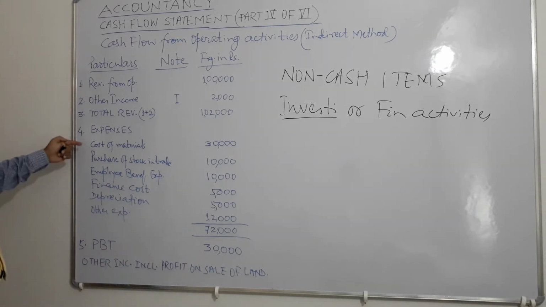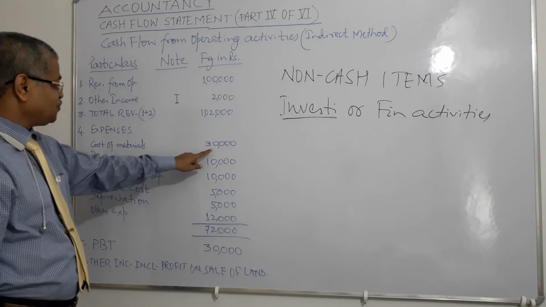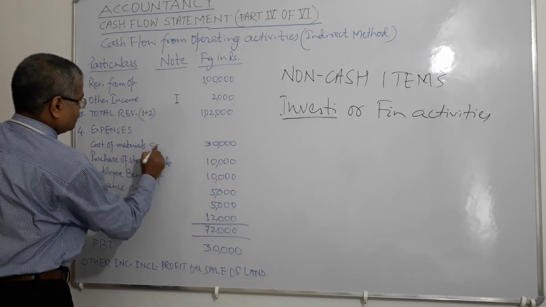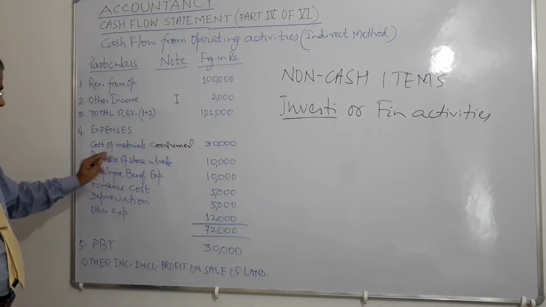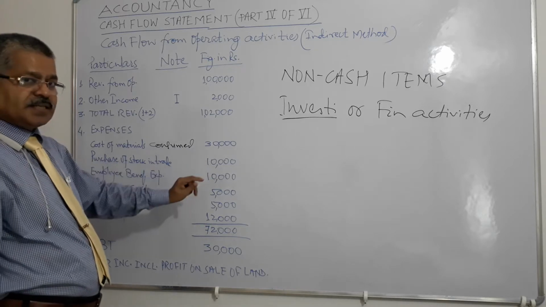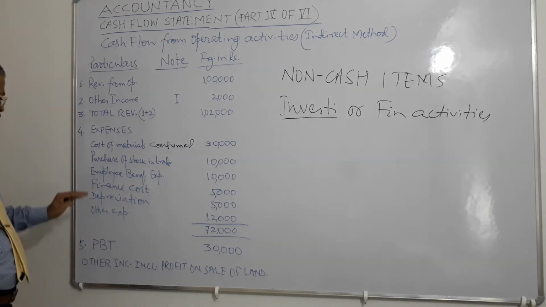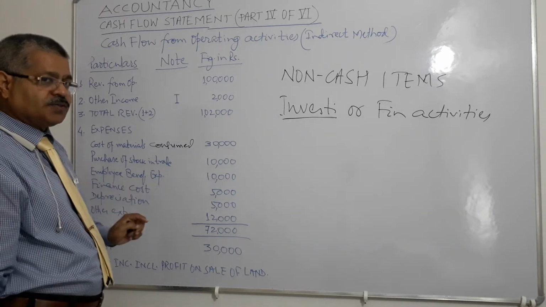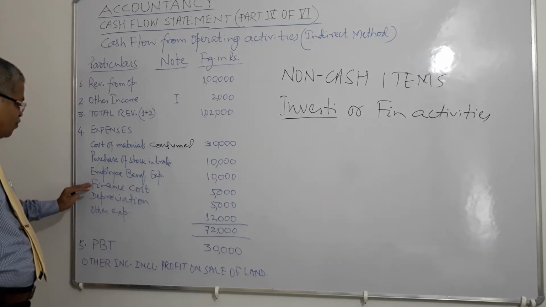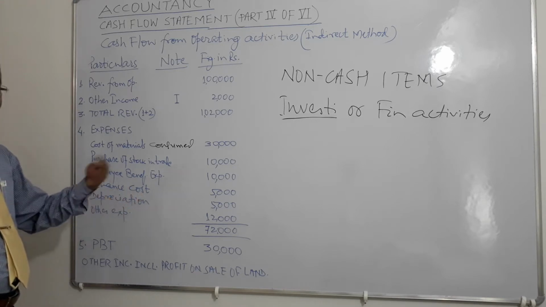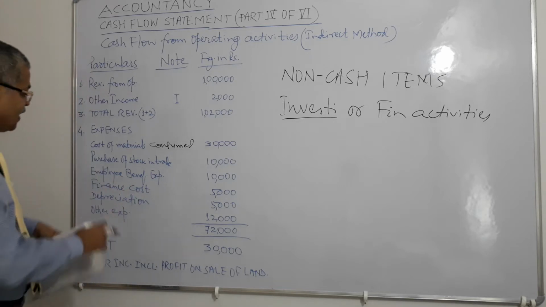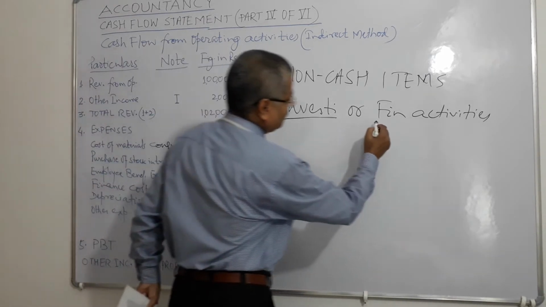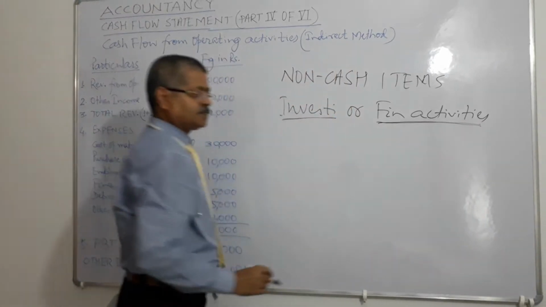Next, expenses are 6 items. Cost of materials consumed 30,000. Operating expense, purchase of stock in trade 10,000. Operating expense. Employee benefit expenses 10,000. Operating expense. Finance cost means interest cost, finance cost 5,000 rupees. What is this? Finance cost is attributable to financing activities, right?